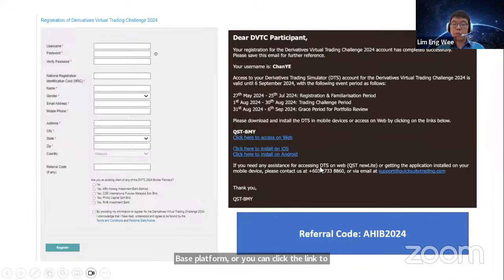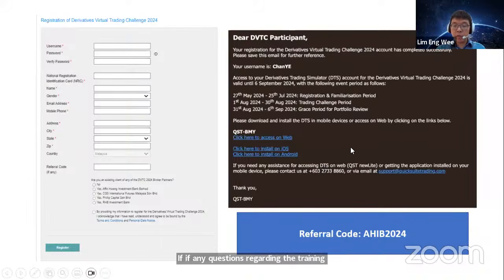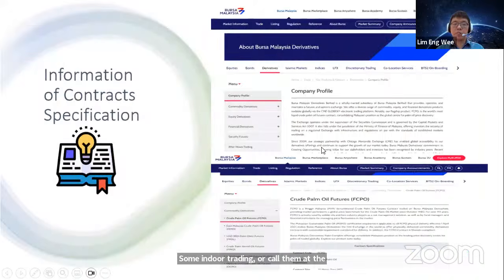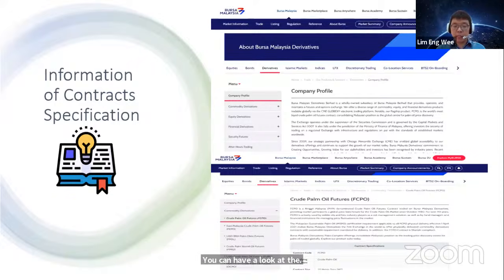If you have any questions regarding the trading platform, let's say you have any technical glitches, please feel free to email the system vendor, Quick Trading, or call them at the number that they provide to you. You can have a look at the contract specification of the products that are available in this trading campaign. Just go to the Bursa Malaysia webpage, and then you look for the crude palm oil futures under derivatives.